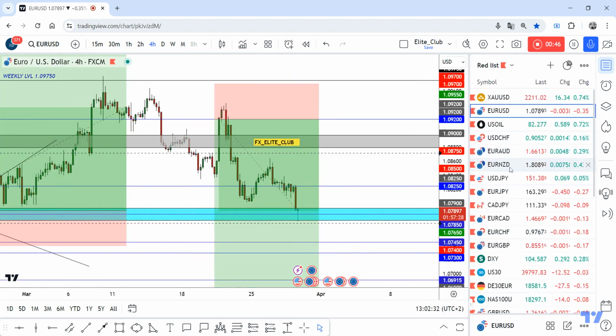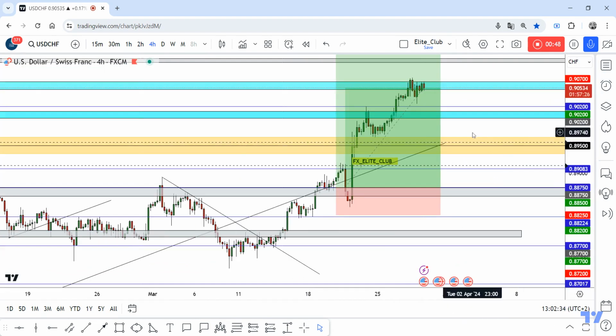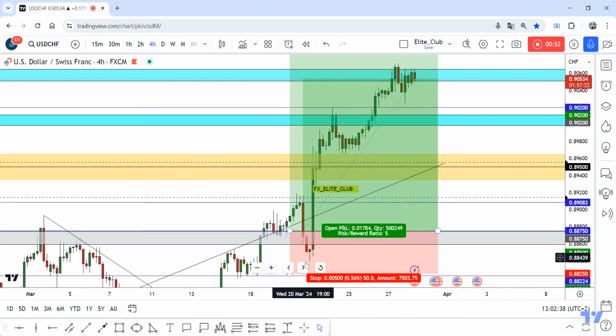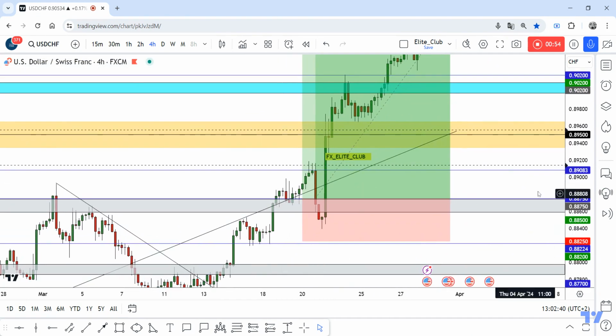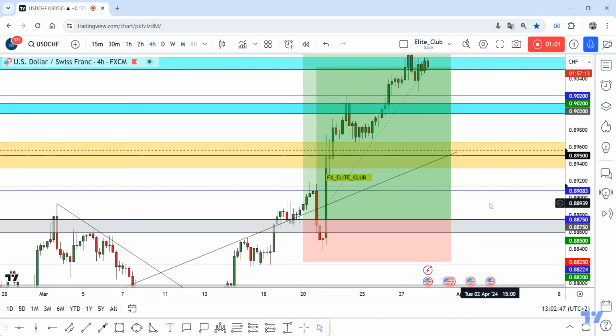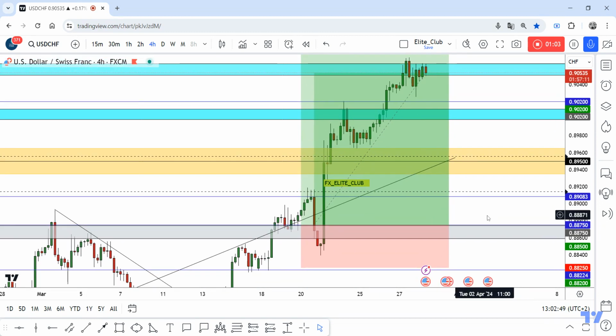The second pair, we have USD/CHF. I entered this trade last week with EUR/USD. We have a triple formation, morning star candlestick. We have this hammer candlestick. I waited on the 15 minutes time frame for a closure above, and I entered, and more than 180 pips for this pair.